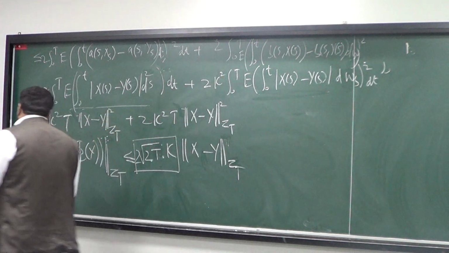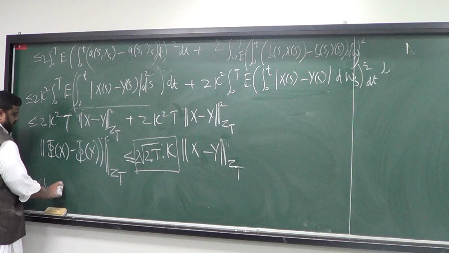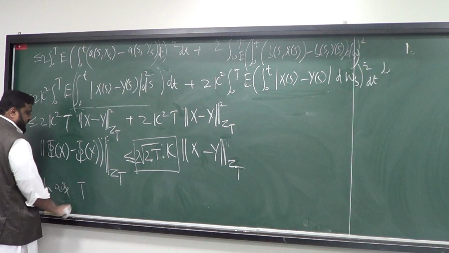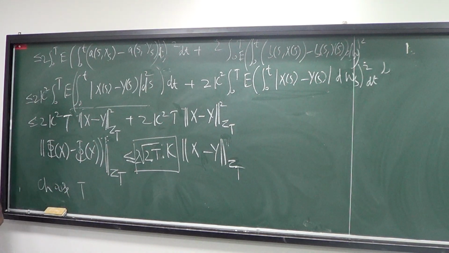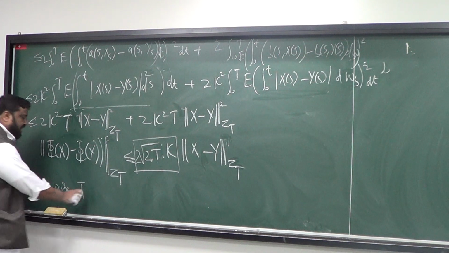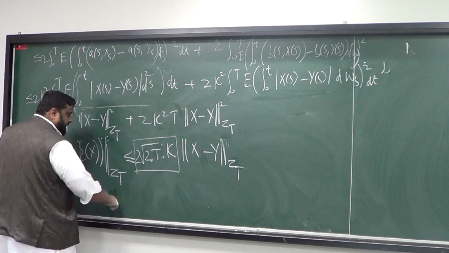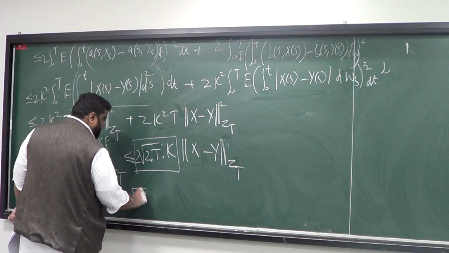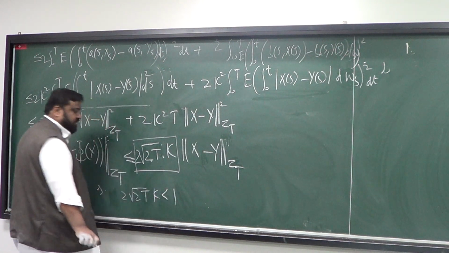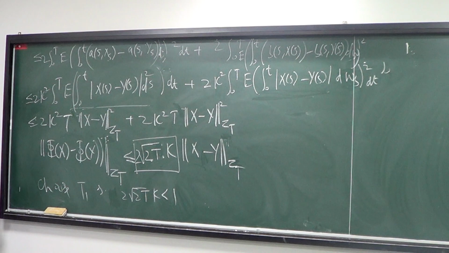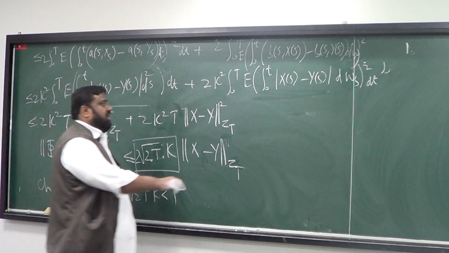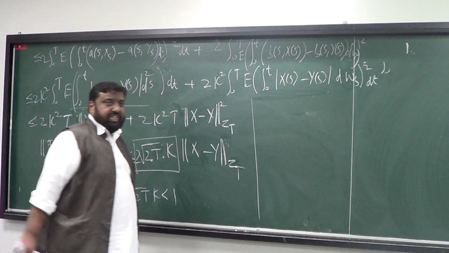So I'm saying choose t small enough, and that small enough choice, let's call it t1, such that this quantity, 2 square root of 2tk, is less than 1, and hence you will have that phi is a contraction.